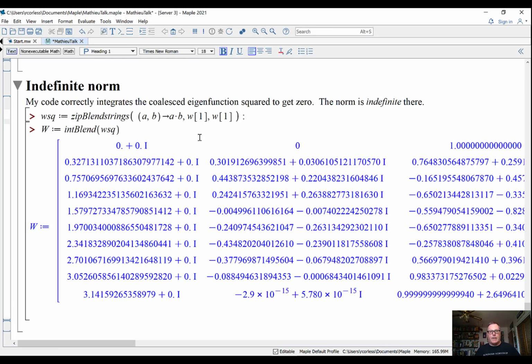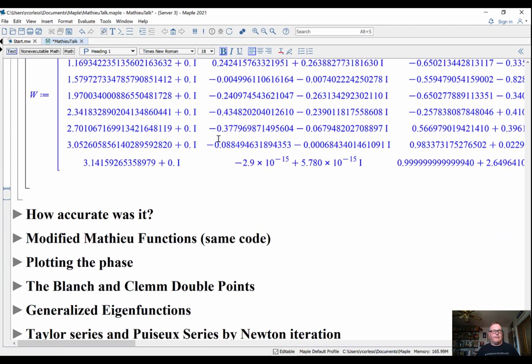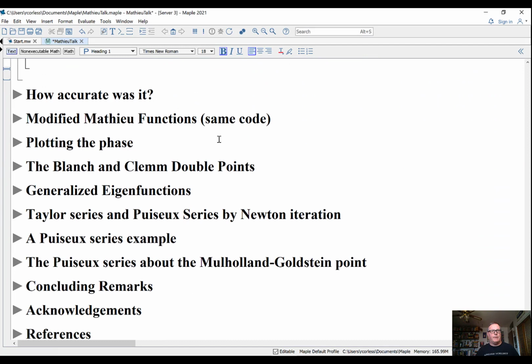All right, so we integrate this from 0 to pi, and we get an answer of minus 2.9 times 10 to the minus 15 plus 5.7080 times 10 to the minus 15 i at the end. Okay, I'm sorry, the integral of w squared is 0 over there. Well, it's a complex function. There you go. So there's the demonstration. That's 0. Well, wait. You know, this is duct tape and baling wire code. How accurate was that?